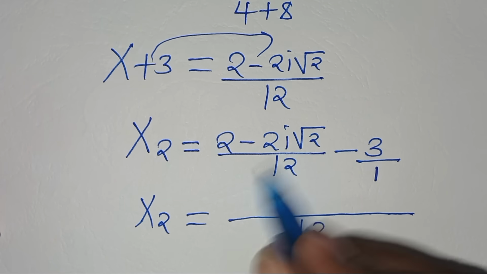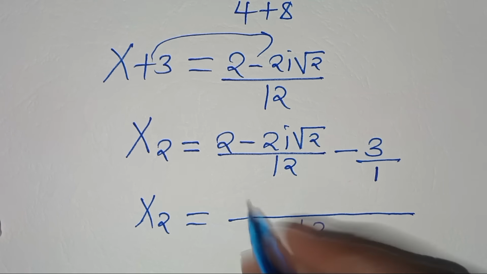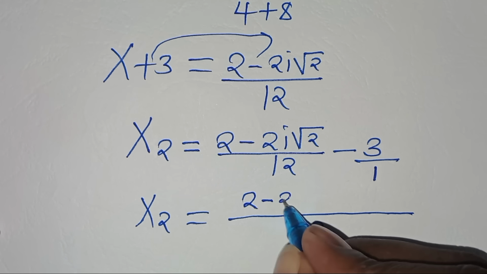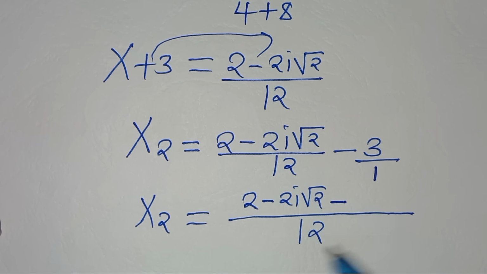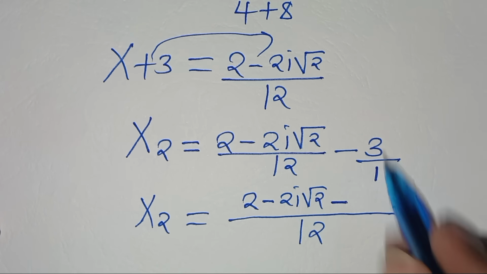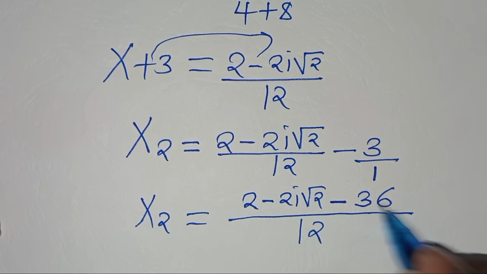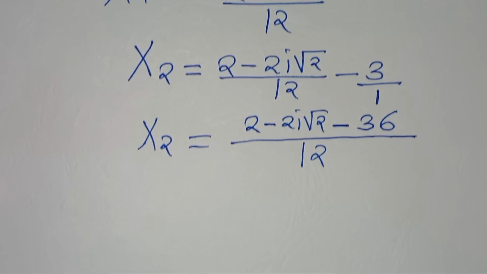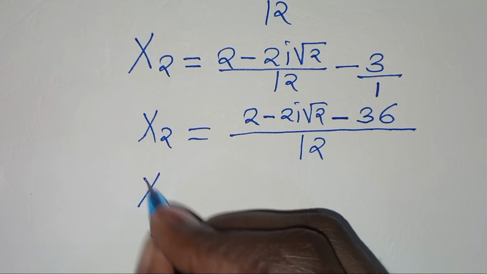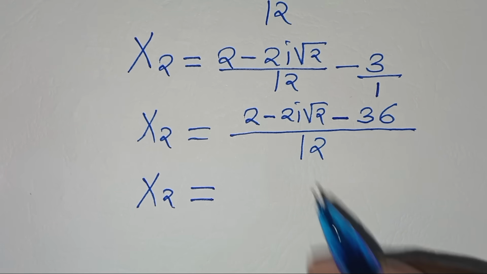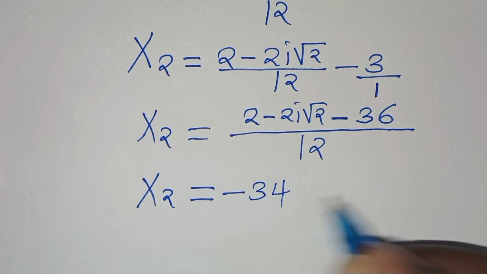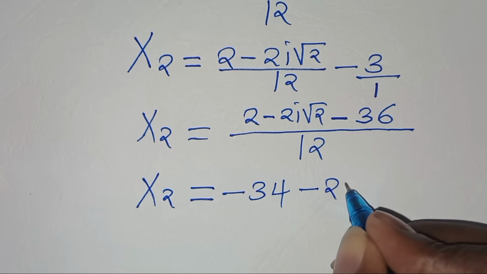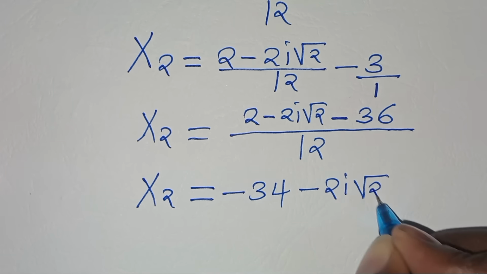So 12 divided by 12 is 1 times 2 minus 2i square root of 2. This is 2 minus 2i square root of 2. Then subtract 12 divided by 1 is 12 times 3. This is 36. So we have x2 equal to 2 minus 36. This is negative 34. Then minus 2i square root of 2.